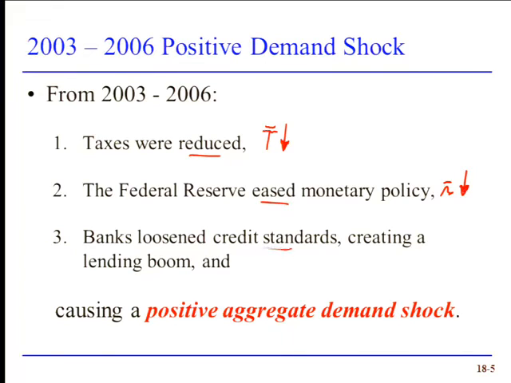And finally, banks loosened credit standards. So we can think about this as a financial friction. In addition to having a lower real interest rate, the banks were reducing the sand in the gears, if you will, the frictions that were in the financial market, making it easier for people to borrow money. So we might think of it as an example.